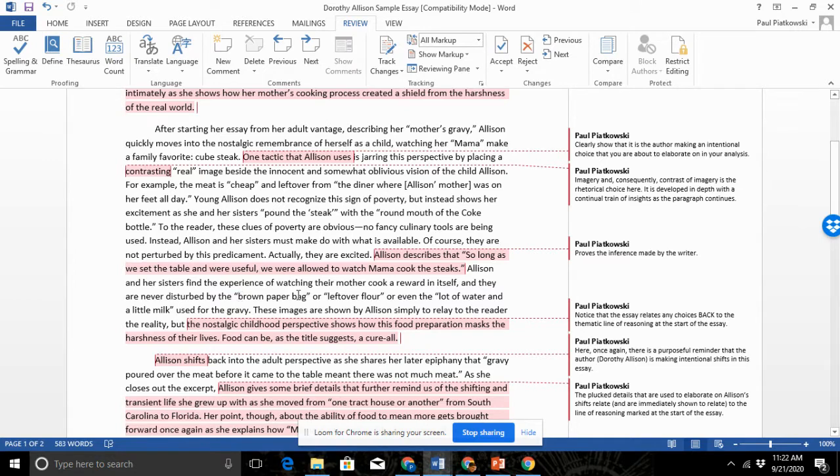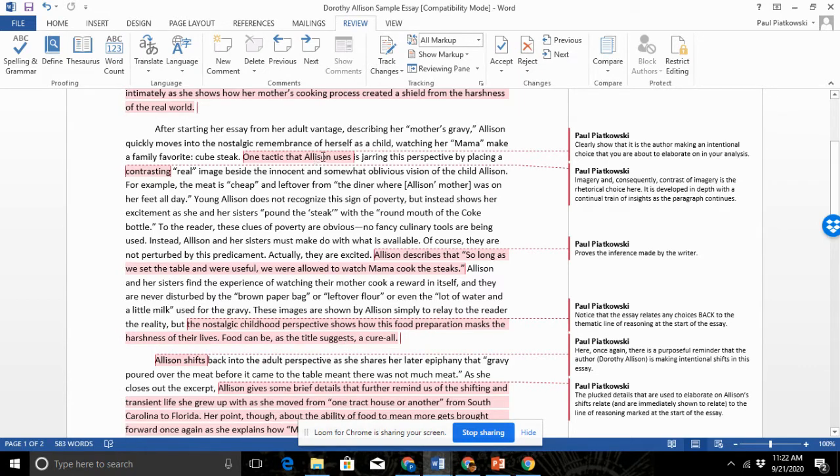Allison and her sisters find the experience of watching their mother cook a reward in itself, and they are never disturbed by the brown paper bag or leftover flour or even the lot of water and little milk used for the gravy. These images are shown by Allison simply to relate to the reader the reality, but the nostalgic childhood perspective shows how this food preparation masks the harshness of their lives. Food can be, as the title suggests, a cure-all.